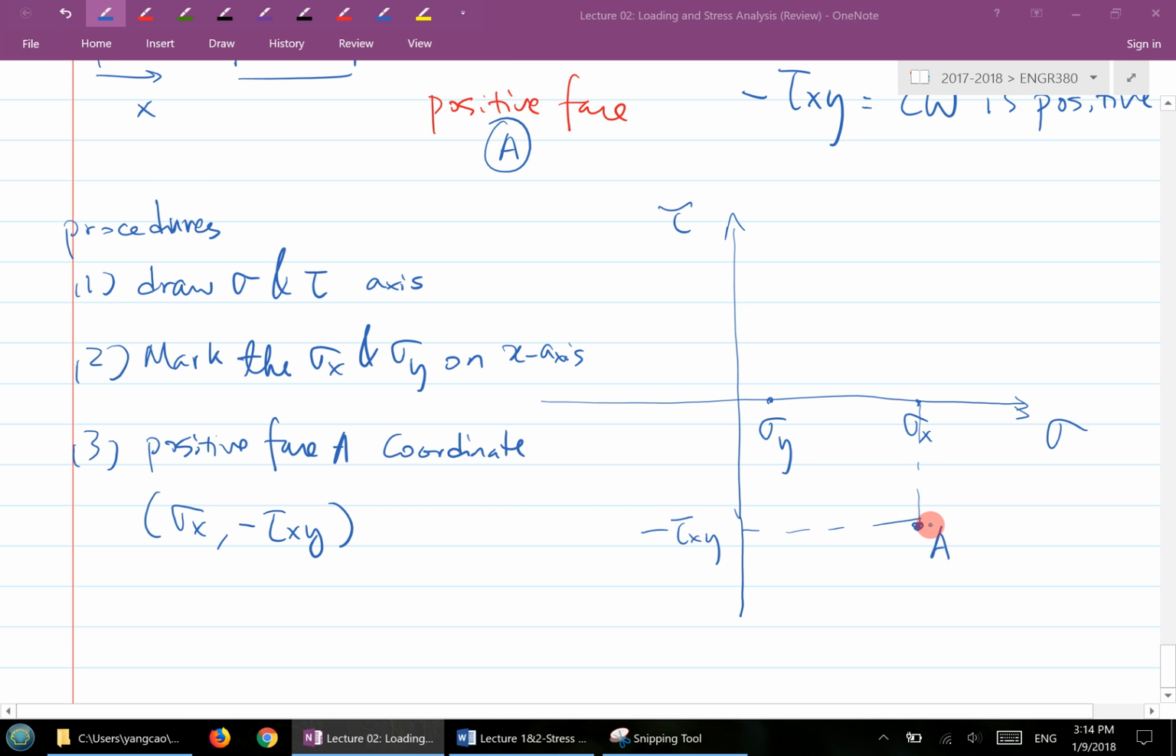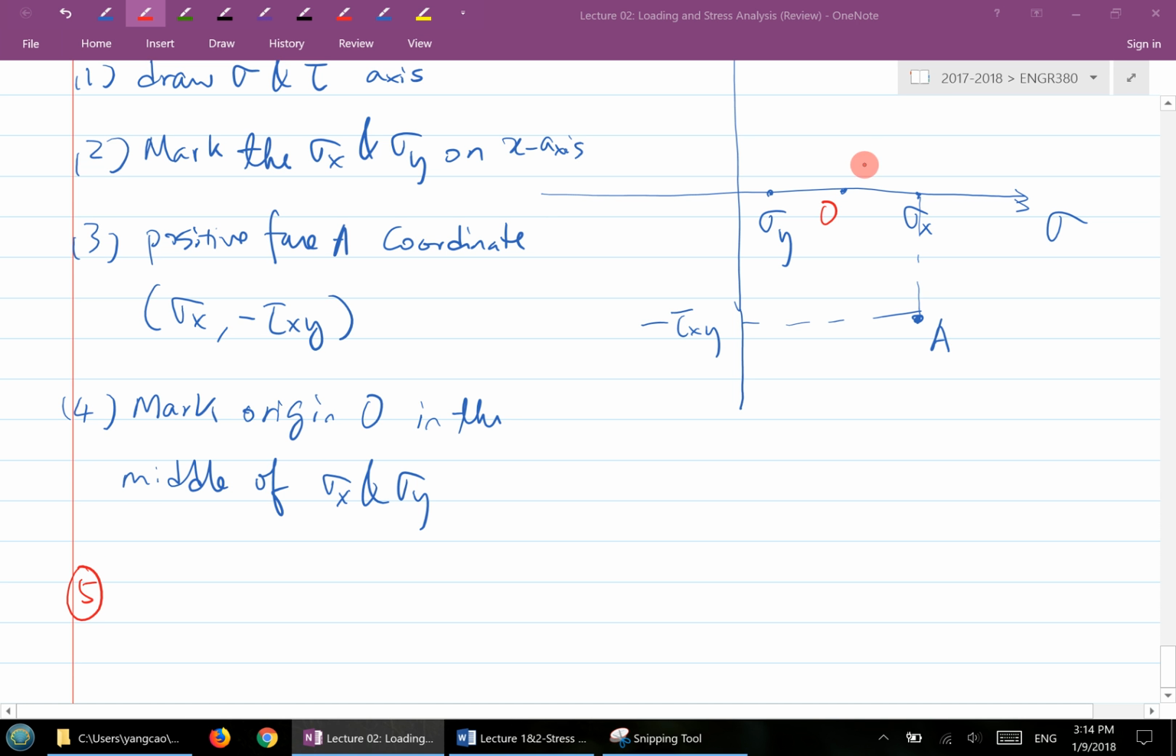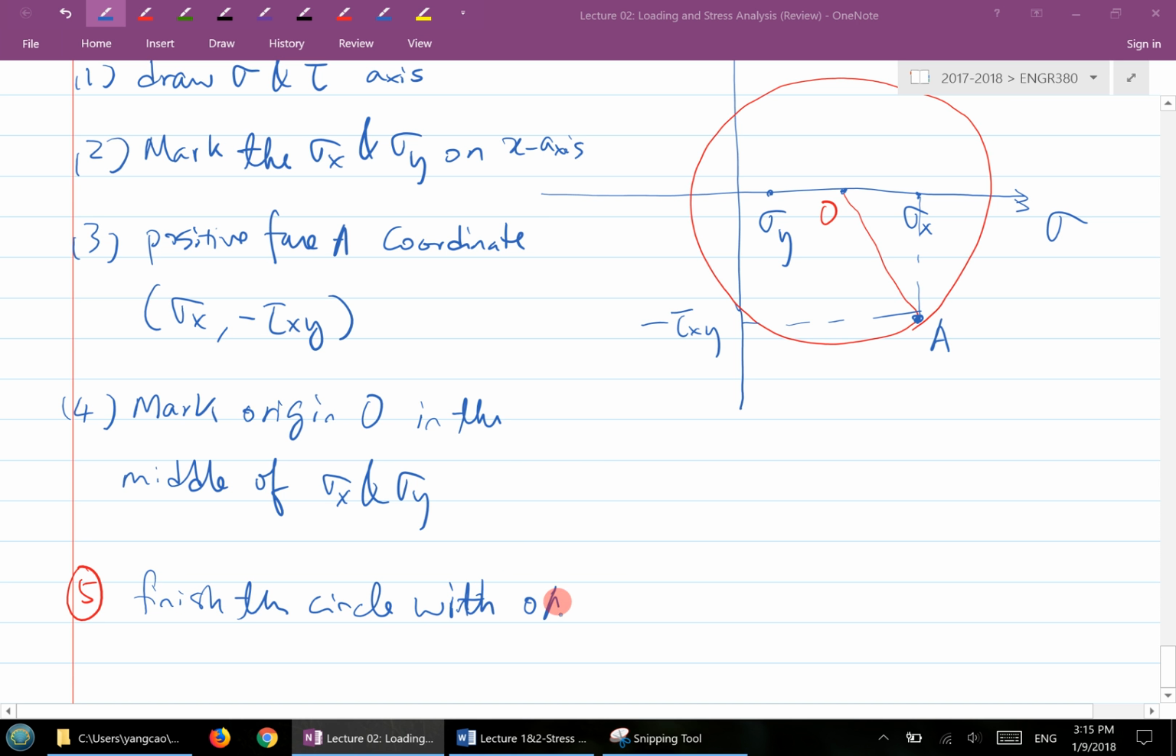And then the next step, mark the origin O in the middle of the sigma x and the sigma y. So basically, here is the origin of the Mohr's circle. And finally, finish this circle with OA as a radius. So here's the radius of the circle, and finish that circle with this radius here. And that's the Mohr's circle. The finished circle has OA as the radius.